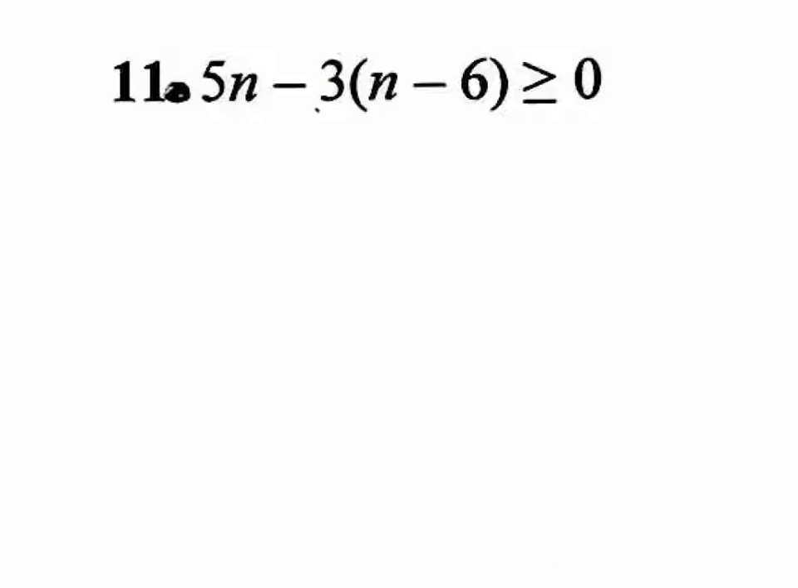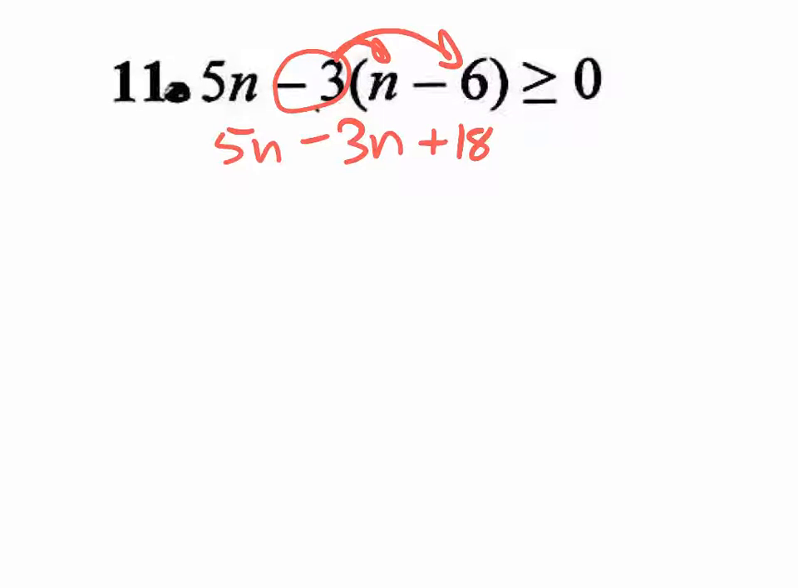Let's jump to number 11. So on number 11, we're going to distribute. We have a negative 3 times n, that's negative 3n. Negative 3 times negative 6, that's positive 18. And let's bring down the rest. There's a 5n out there in front. And bring down the inequality and bring down the 0. There's our new inequality with distributive property already done.